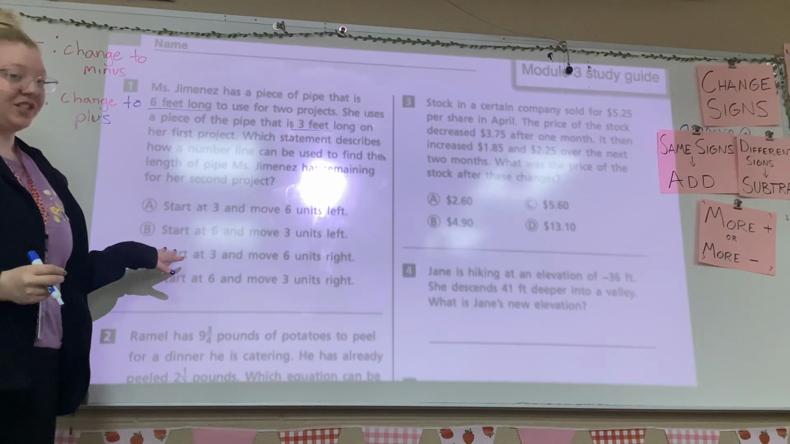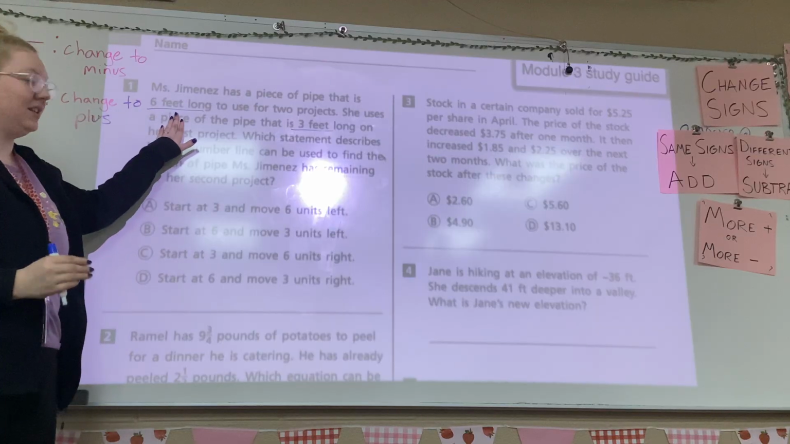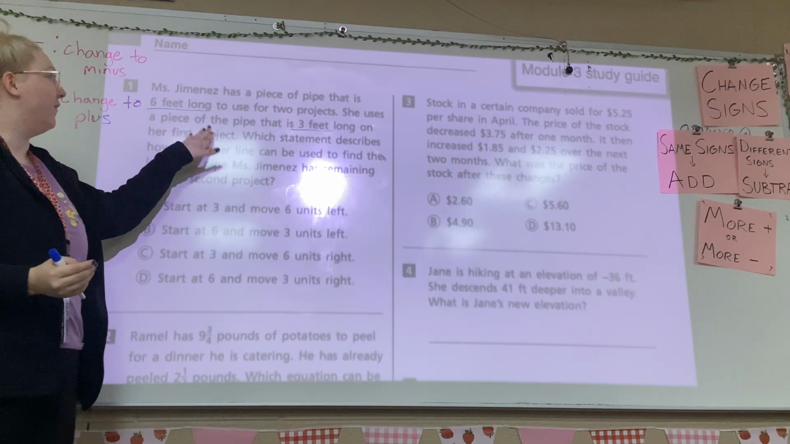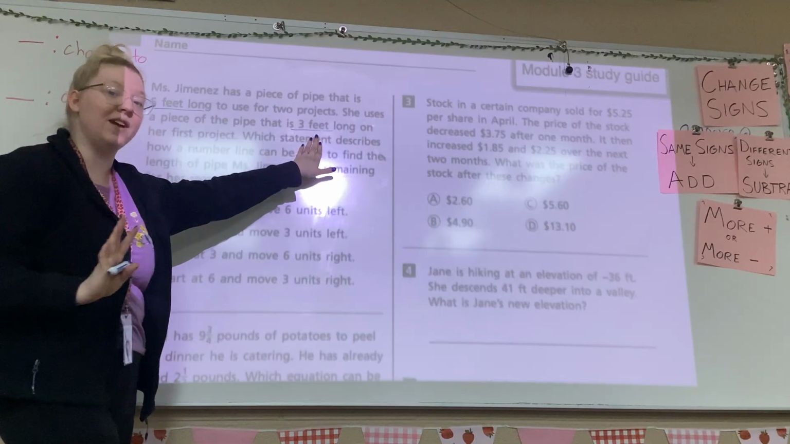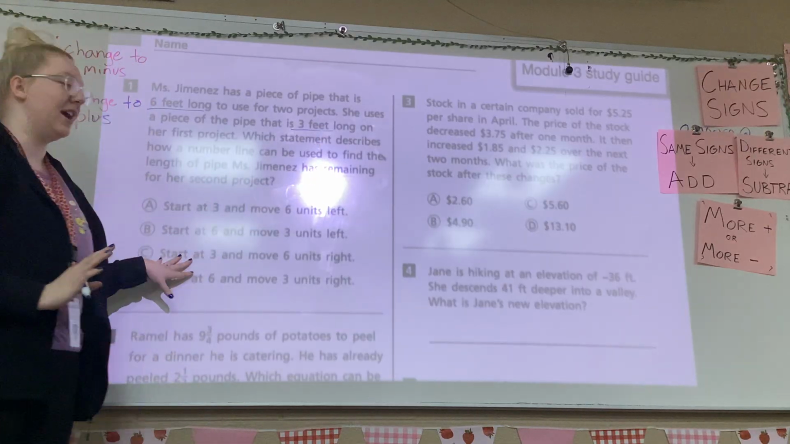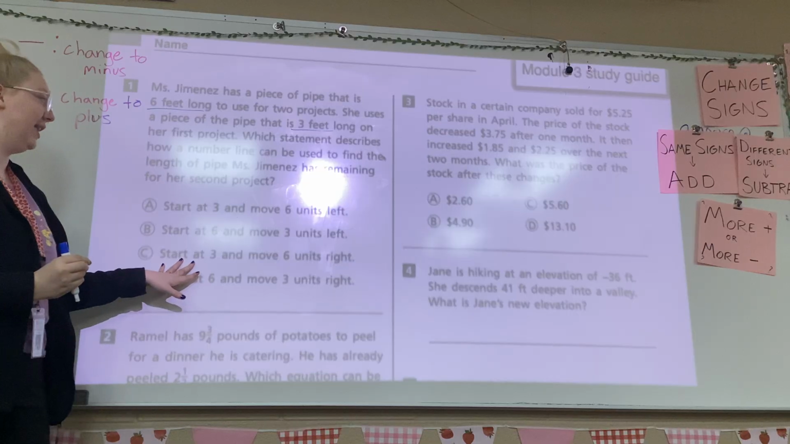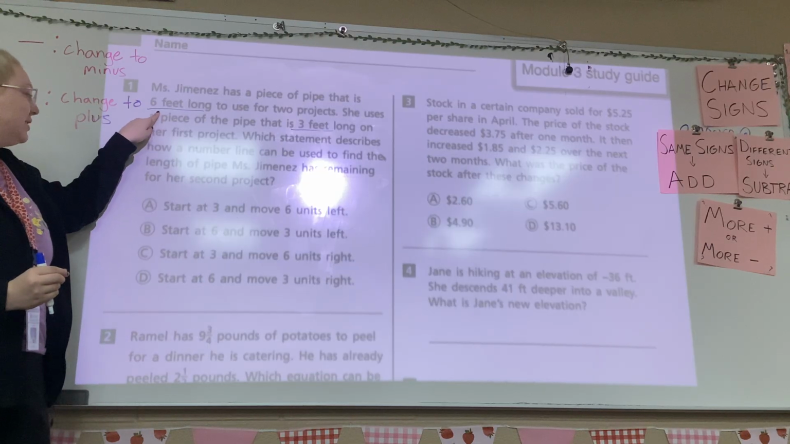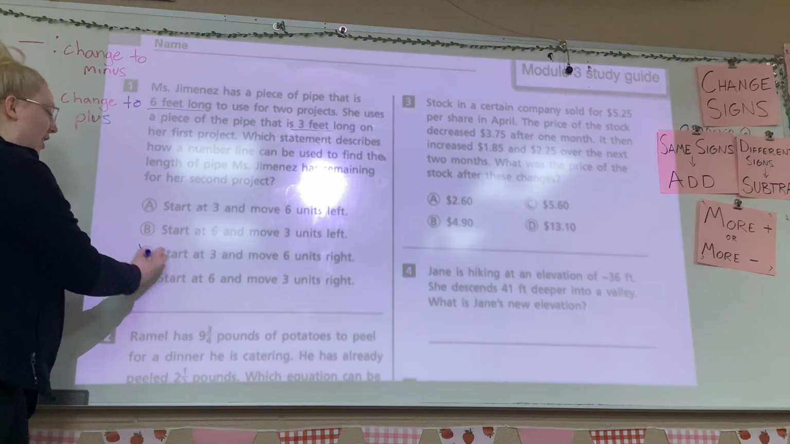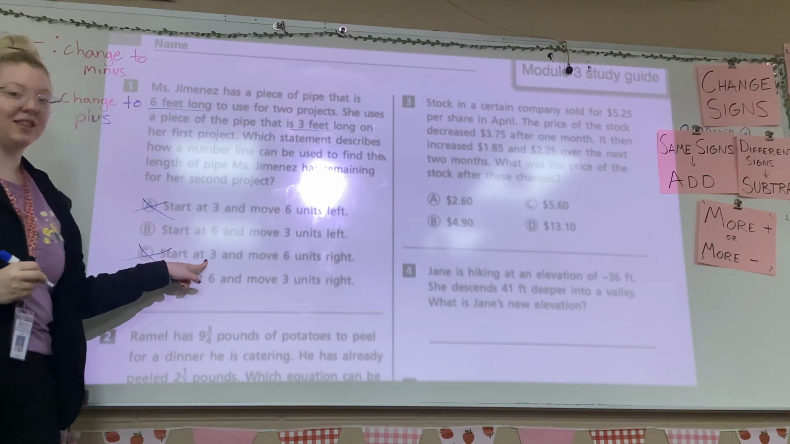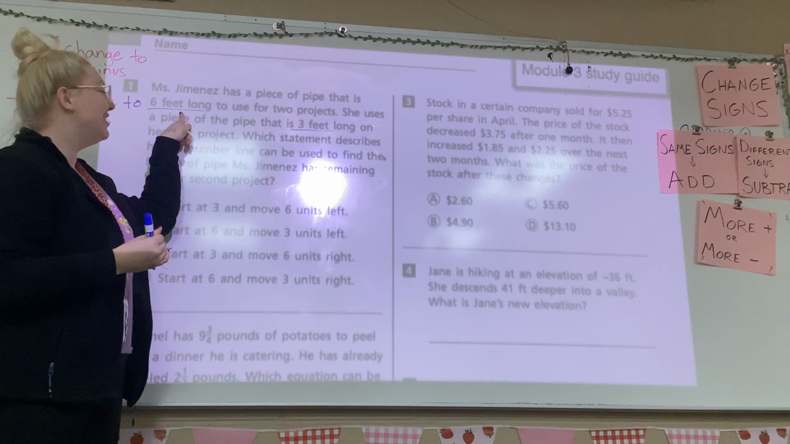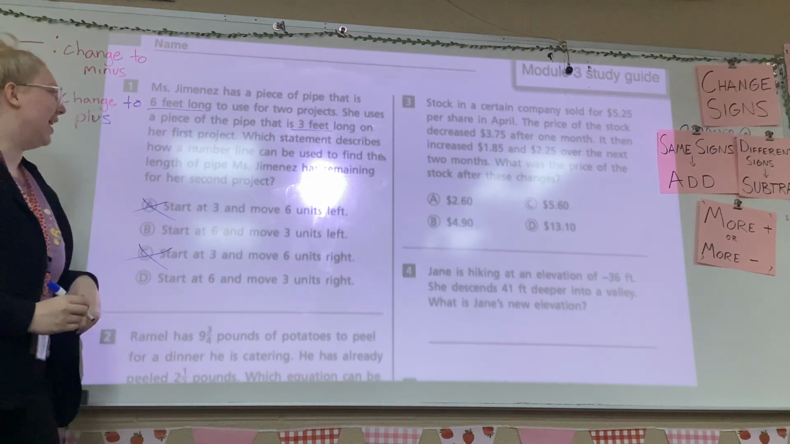Okay, she's got 2 projects she's doing, and she's got 6 feet of pipe to use. Her first project, she just uses 3 feet. They're not even asking us to find the answer. They just want us to write how we would use it on a number line, okay? She starts with 6 feet. So we can already cross off C and cross off A, because that says start at 3. She doesn't start at 3. She starts with 6 feet, okay?